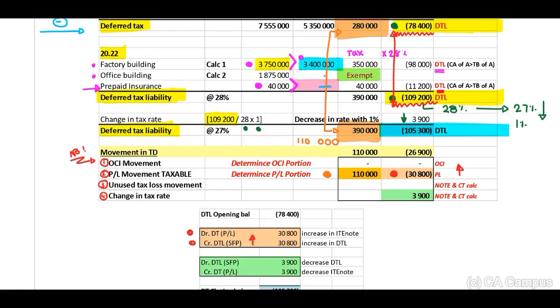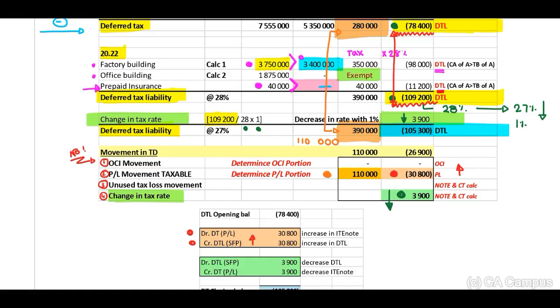And then the standard indicates to us when there is a change in our tax rate, this 3,900, that we need to indicate this separately. Therefore, the 3,900, this will result in a decrease because we've provided at 28%, but now we only have to provide at 27%.